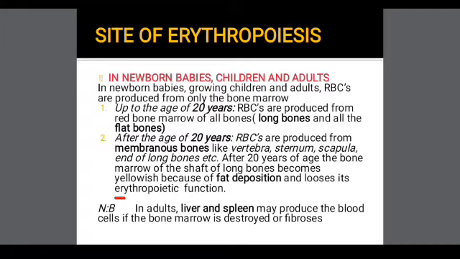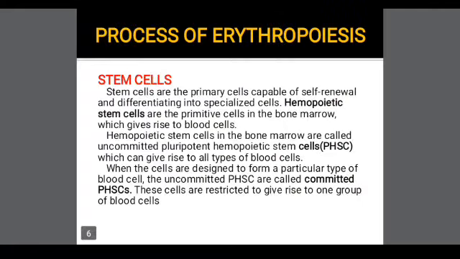Then, after the age of 20 years, RBCs are produced from membranous bones like the vertebra, sternum, scapula, and the end of long bones. After 20 years of age, the bone marrow of the shaft of long bones becomes yellowish because of fat deposition and loses its erythropoietic function. It is at this stage that the liver and spleen may produce blood cells if the bone marrow is destroyed or fibrosed because of fat deposition. So let's move on.